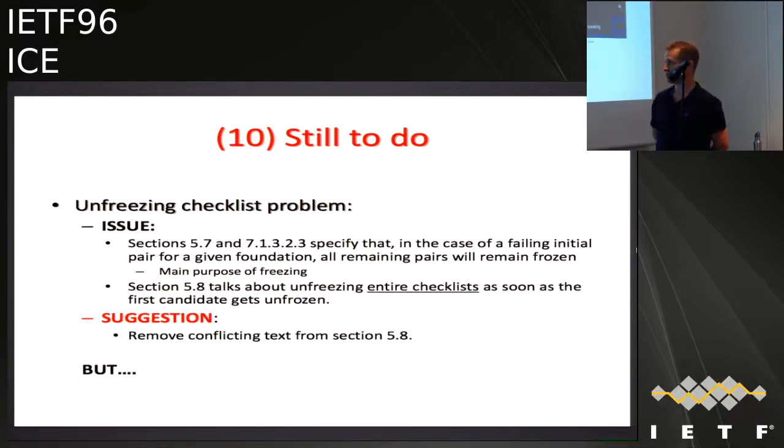you actually unfreeze the whole checklist, not only the pairs with the same foundation, which is kind of stupid. So the suggestion was just to remove the conflicting text from section 5.8, and we thought that's all easy. But then I think it was Justin or Peter, someone found an issue, and I think I asked Emil to come up and explain this because it's easier to do.